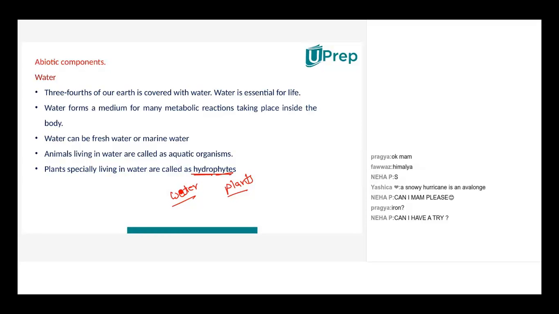Hydra is not a plant. Ma'am, what is the meaning of metabolic? I'll tell you. Now just go ahead and explain all of them point by point.